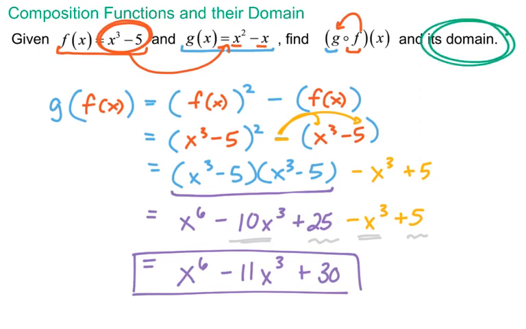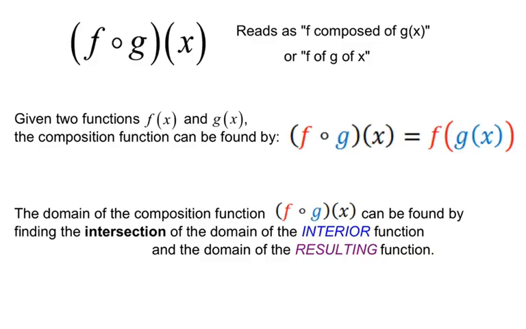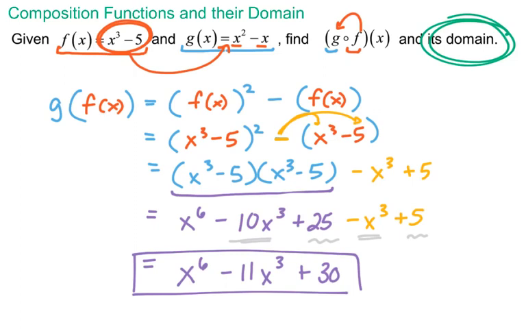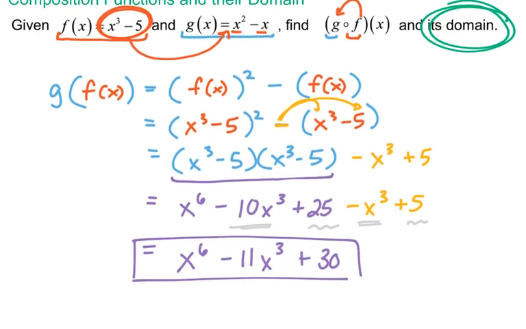Now, looking at this problem, we were also asked to determine the domain. If you recall from the previous video, we have to intersect the domain of the interior function as well as the domain of the result. So let's look at what that means in this problem. Which function was the interior function? Here, f went inside of g. So f is the interior function. We need to look at the domain of f, and intersect that with the domain of our result down here.